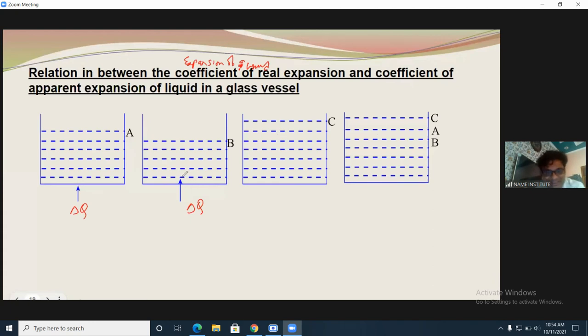So when heat is transferring to the liquid here, the liquid will expand, and the glass will also expand. But the liquid will expand more than glass. So due to the more expansion of liquid, the level of the liquid will change from B to C.